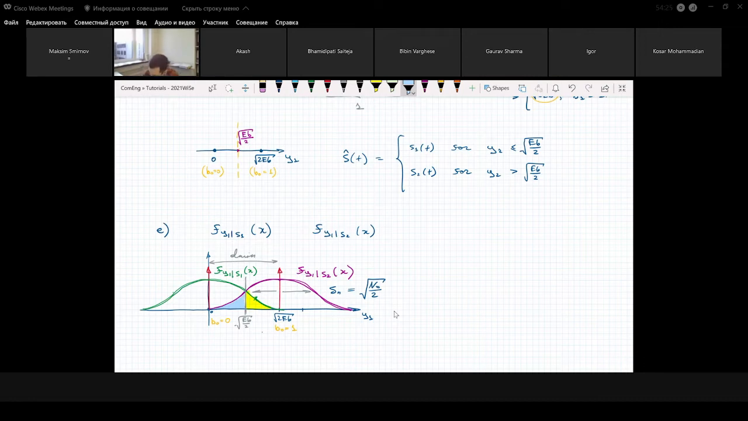So the yellow region, if we calculate the integral, the resulting probability we call the probability of bit error when we transmit S1. And the blue region we call the probability of error when we transmit S2. So we have two errors.